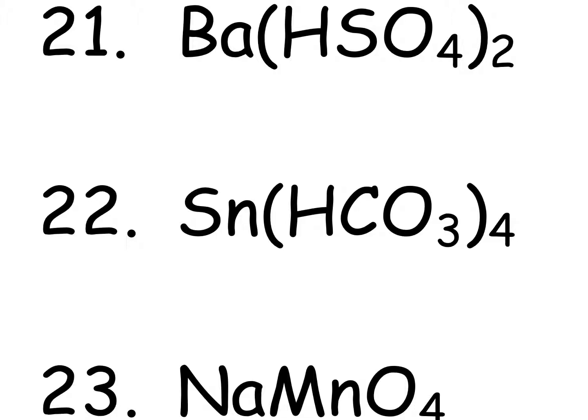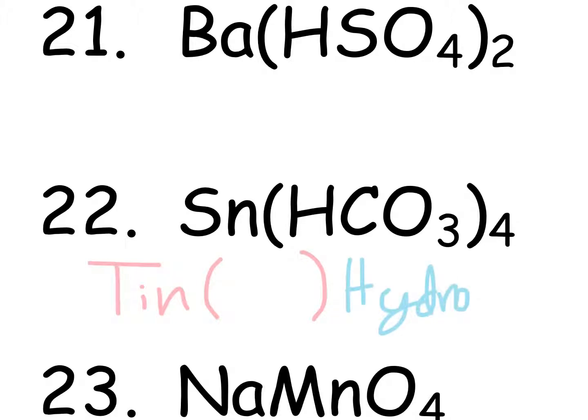The last one I'll go over is number 22. Sn is tin. Tin is a transition metal. We don't know its charge. It must have a Roman numeral, so let's put our parentheses. We look for HCO3 on our polyatomic ion list, and we find out that it is hydrogen carbonate. Anytime something starts with an H, it's a good bet to go look for the hydrogen part of your polyatomic ion list. So we have hydrogen carbonate.